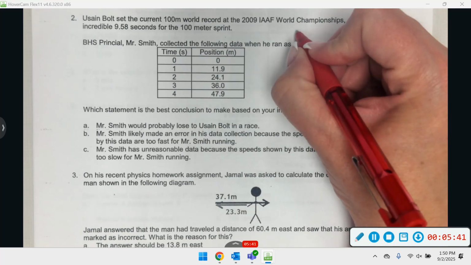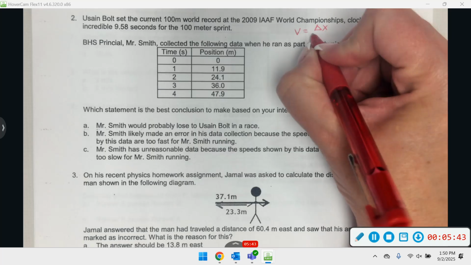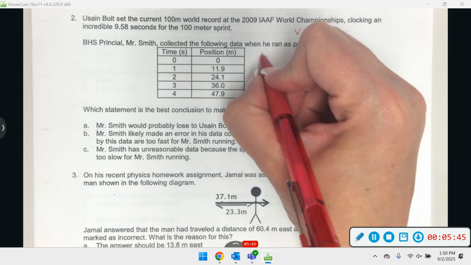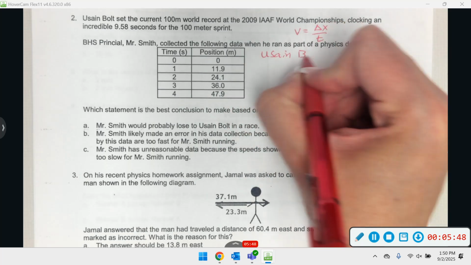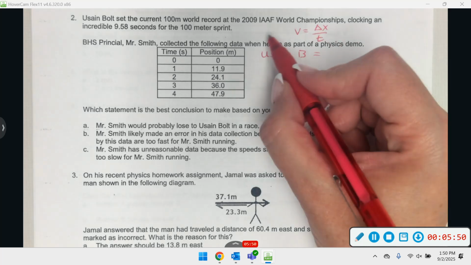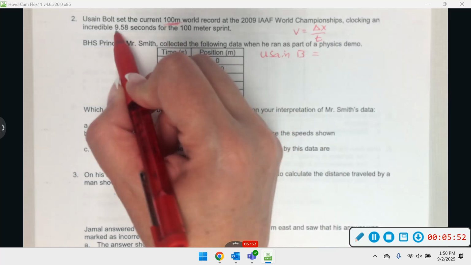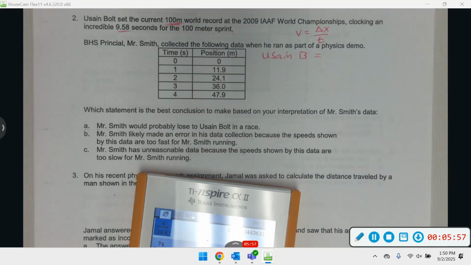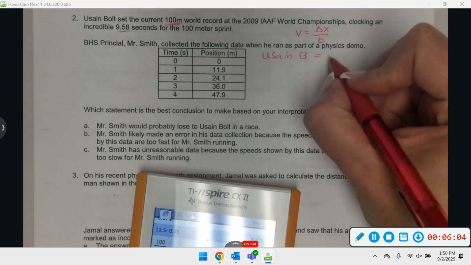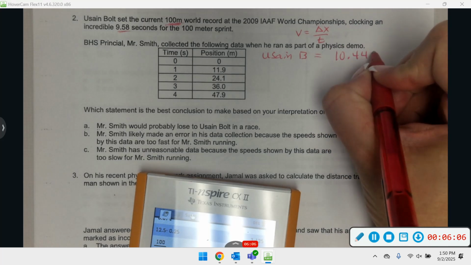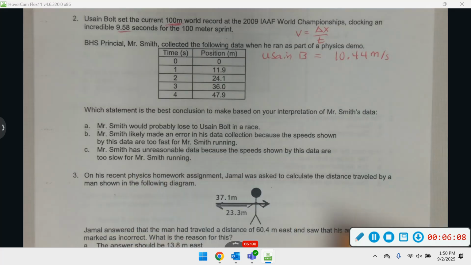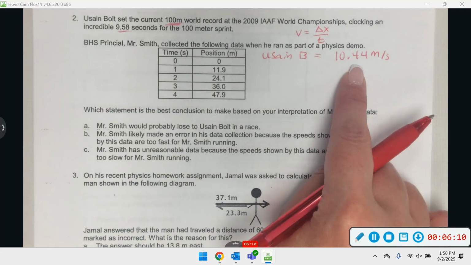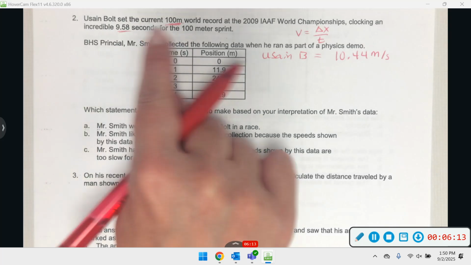In fact, it's the same one we used up there. Velocity is displacement over time. And so we can find Usain Bolt's velocity because we can get his displacement, 100 meters, over his time, 9.58. So 100 divided by 9.58 is 10.44, if I round it, 10.44 meters per second. All right, so that is going to be Usain Bolt's velocity based on these numbers.